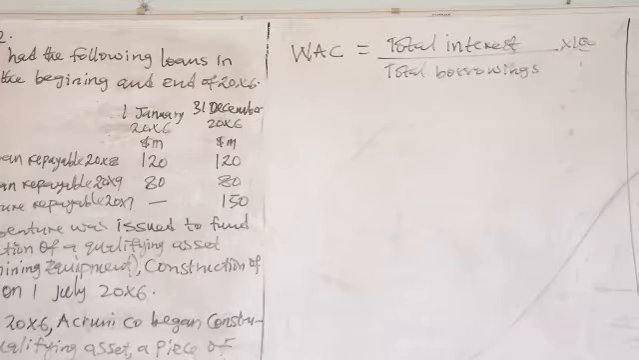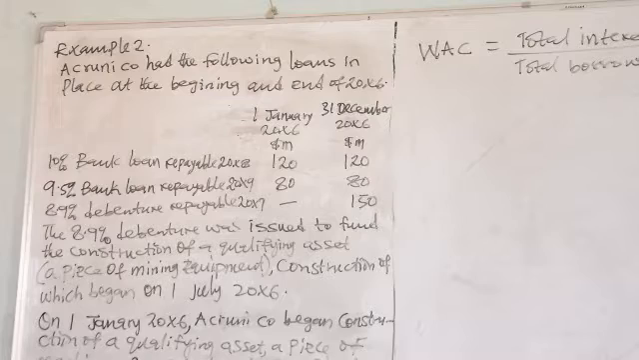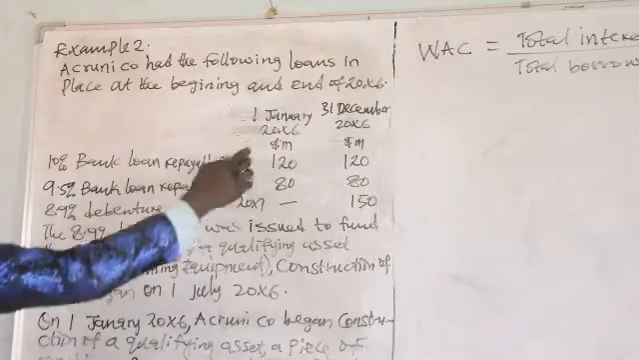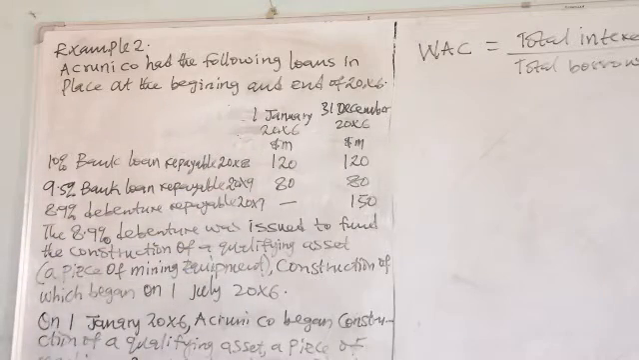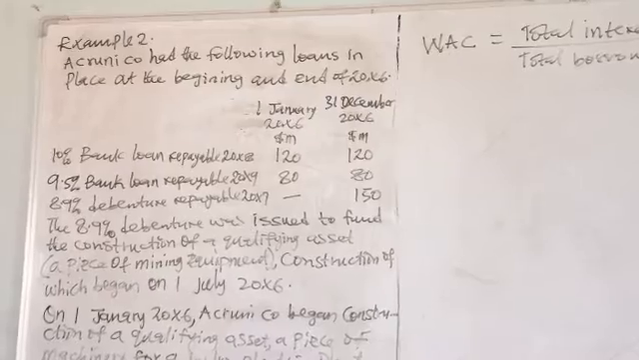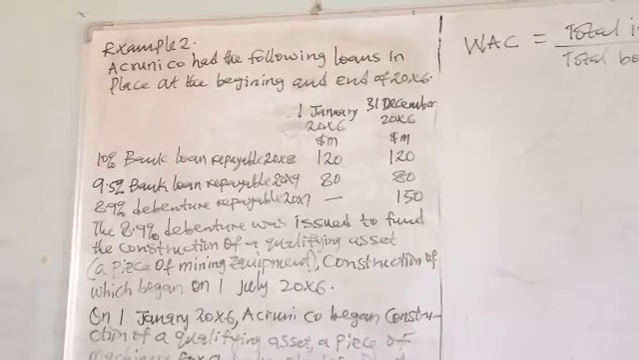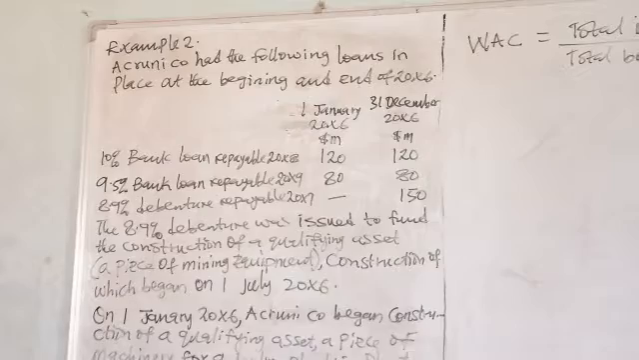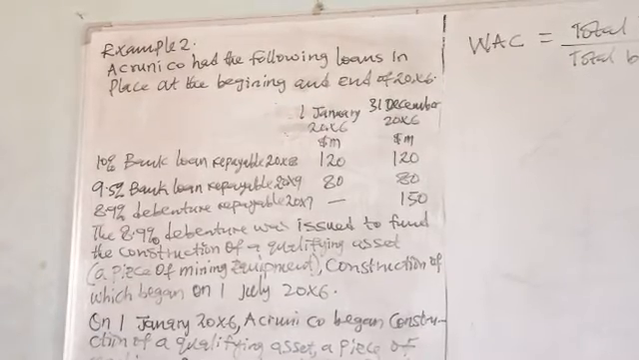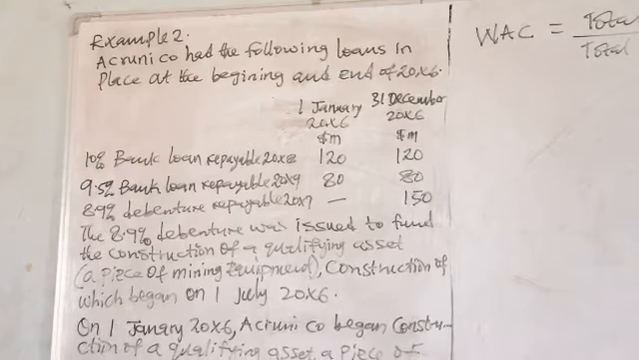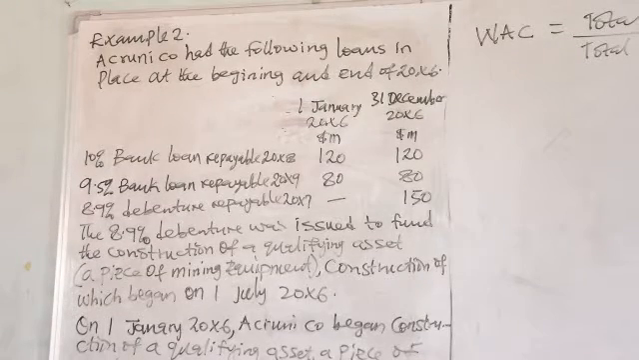Let's look at this question. Example 2. Runico had the following loans in place at the beginning and end of 20F6. You have the 1st of January 20F6 and 31st of December 20F6. A 10% bank loan, repayable 20F6, that is 120 million. A 9.5% bank loan, repayable 20X9, that is 80 million. And an 8.9% debenture repayable in 20X7. At the end of the year, it was 150 million.